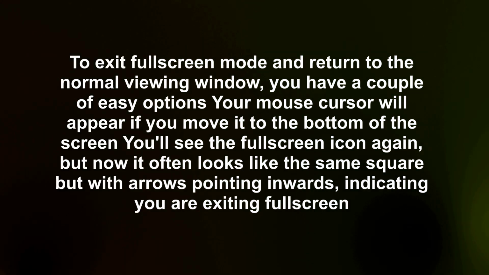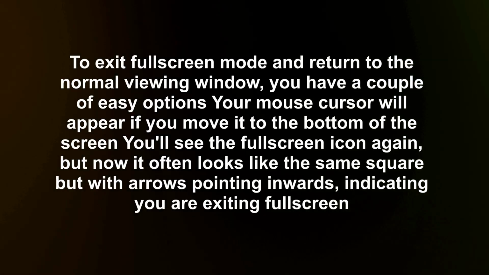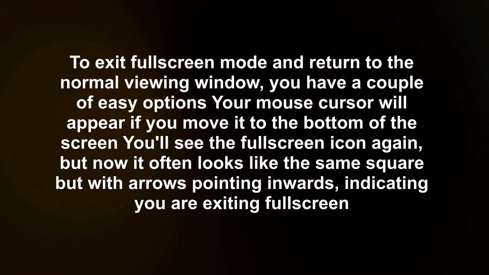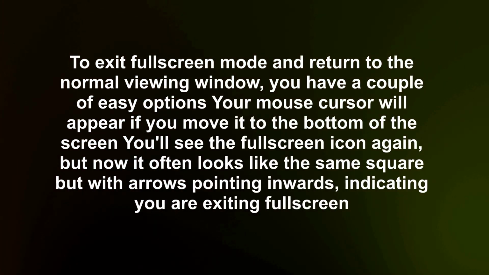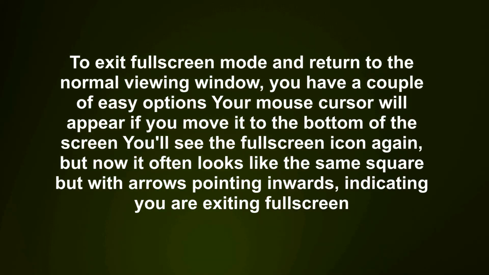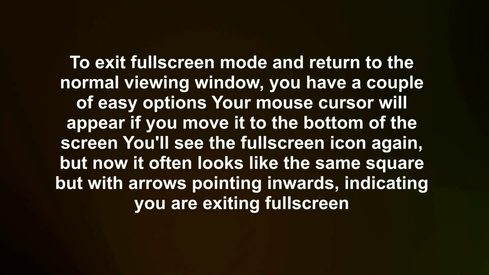To exit full screen mode and return to the normal viewing window, you have a couple of easy options. Your mouse cursor will appear. If you move it to the bottom of the screen, you'll see the full screen icon again, but now it often looks like the same square but with arrows pointing inwards, indicating you are exiting full screen.